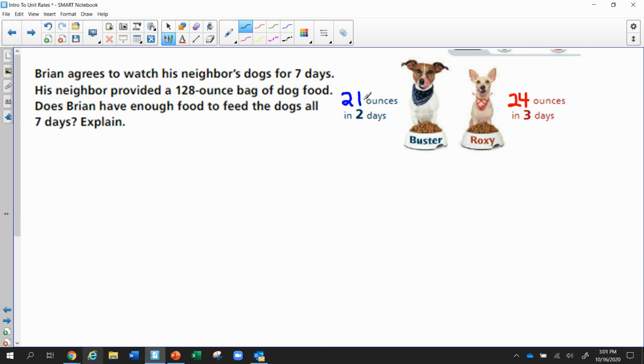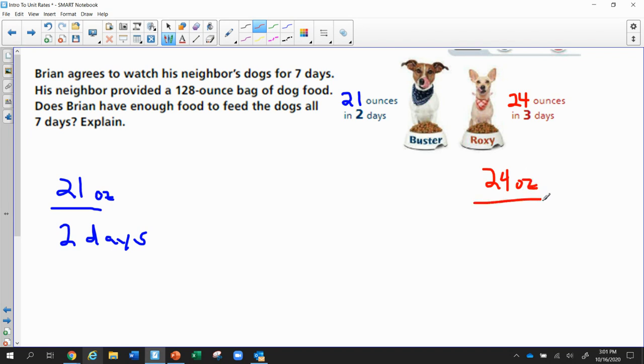So Buster eats 21 ounces in 2 days. Roxy eats 24 ounces in 3 days. So we're going to have to find out how much each dog eats in 1 day and then multiply that number by the whole week, by 7 days. So we take 21 and we write it as a ratio. So 21 ounces to 2 days. And I'll do the same thing for the other dog. 24 ounces in 3 days.